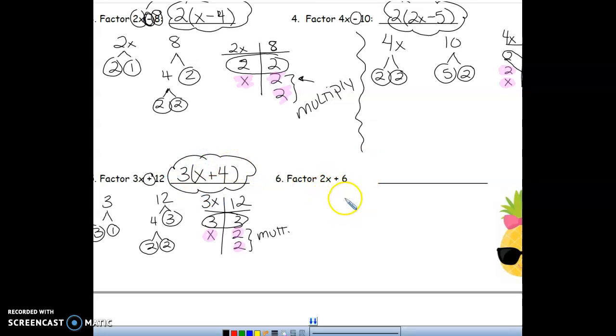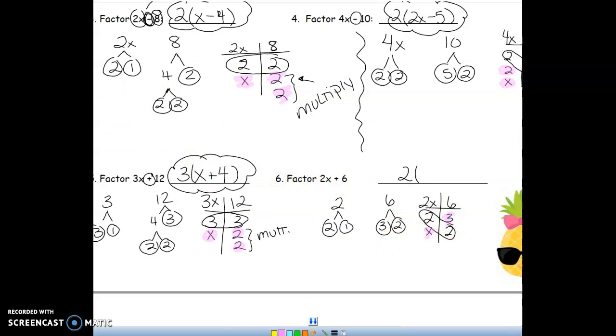All right, next one, 2x plus 6. So I got the 2. Again, 2 and 1. These are really easy ones. I promise I'll give you harder ones. 3 and 2. Draw your T-chart. 2x and 6. 2 and the x. 3 and the 2. 2 is in common. I'm left with an x on this side and a 3 on this side. It's an addition, so I put a plus, and 3. We go and check our answer. 2 times x is 2x. 2 times 3 is 6. We are right. Awesome.